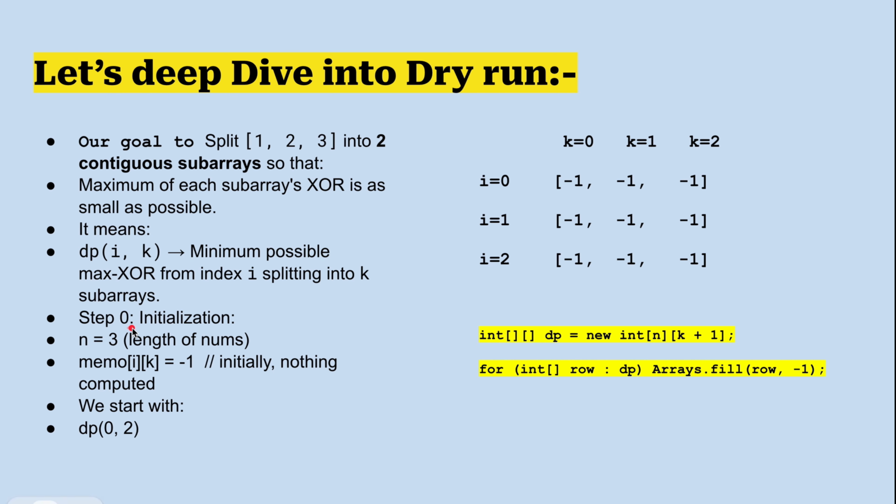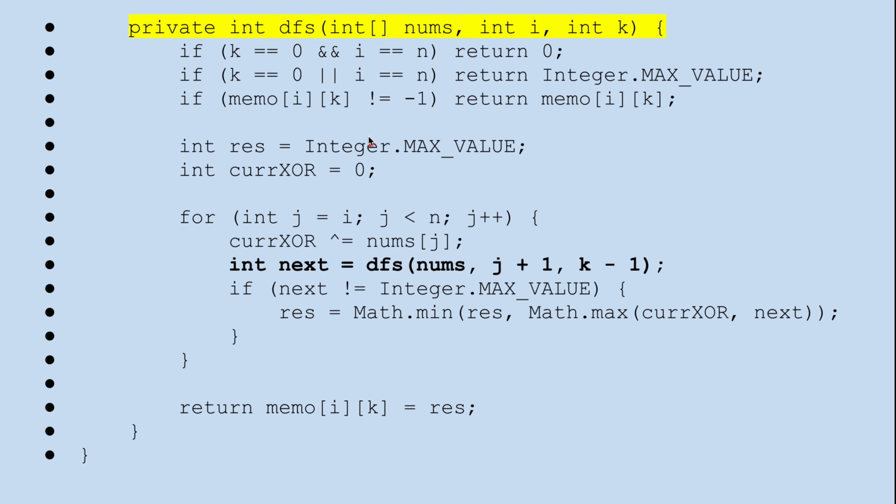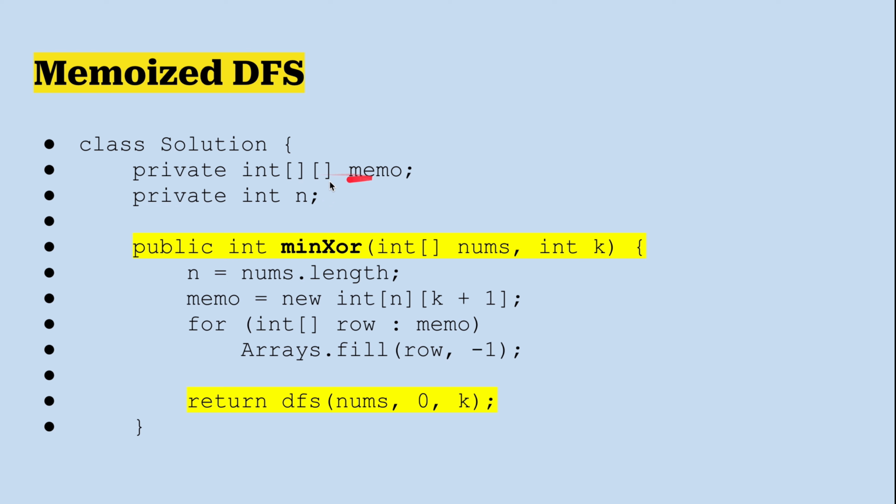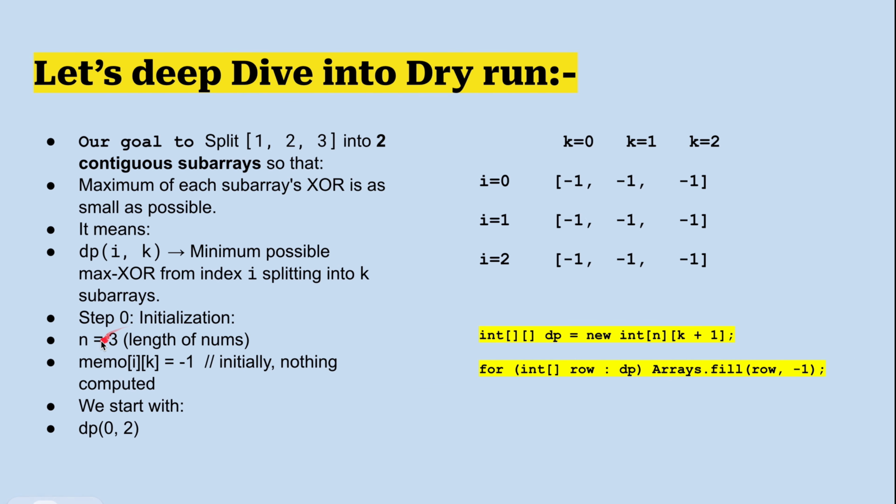So let's suppose in the very first step 0, we have to initialize everything, right? It means n equals 3, the length of nums, and memo at I and k will be defined as -1. If you see the code, what we are trying to do here is define this memo and n. You initialize the memo with n and k plus 1. So when we initialize, n will be 3, which is the number of elements, and memo at I and k we initialize to -1, meaning initially nothing is computed.